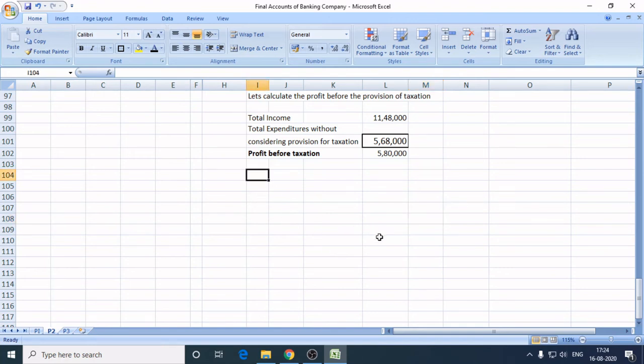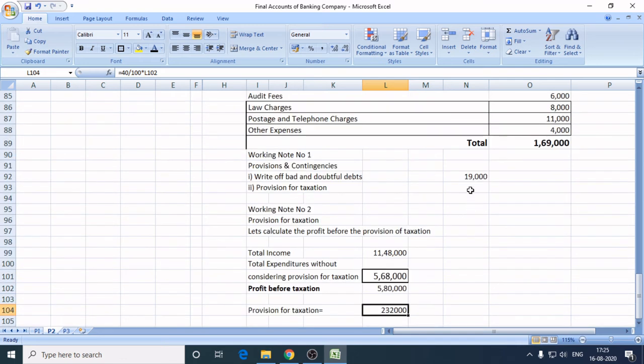Now what is the 40% of taxation? Therefore provision for taxation is equal to 40% of the profit before taxation, and the amount is 2,32,000. So this is the figure for the provision of taxation. That much figure we will provide as 40% of taxation on the profit before taxation. So take that figure 2,32,000 here only.